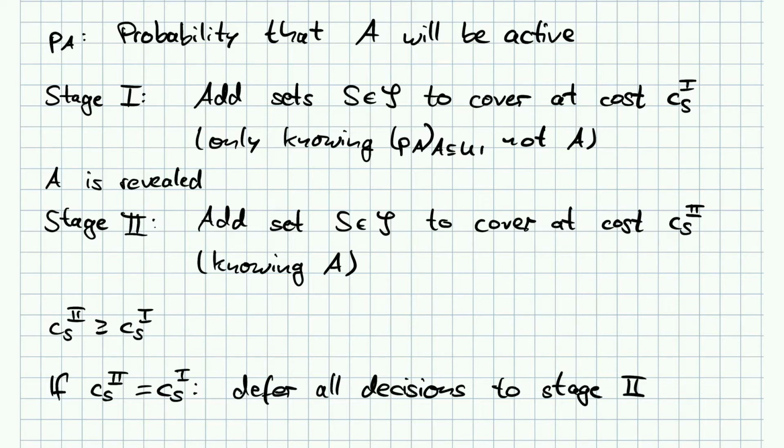What else could happen is that the costs of sets are infinite in the second stage. Then we should cover everything in the first stage.